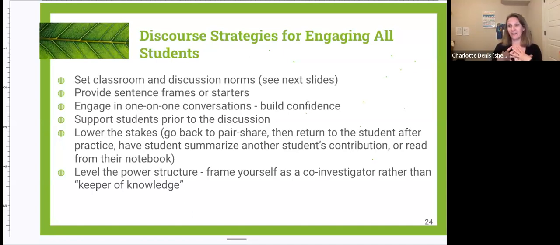For me, I really like the last bullet point, that this levels the power structure. I'm a co-investigator in this. We as a class are coming to some agreements about what we think the condition is. It's not like I'm holding back the knowledge from them. We are all working together towards the answer. So I really like that. That really helps my relationship with students, relationships that I am still in the process of building with them, midway through the first semester, when we're doing this.